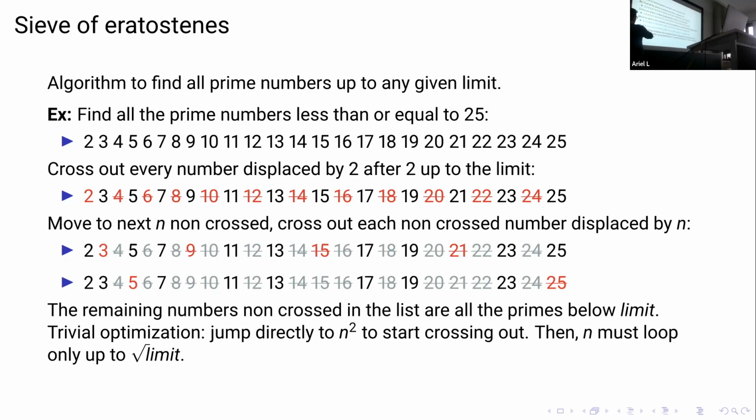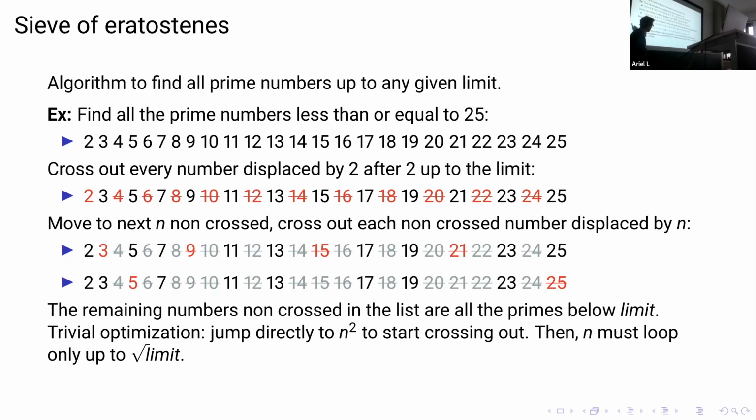We can see already that there's a trivial optimization we can do. After I move to a given step, it's not necessary to check all the displacements, for instance here multiples of 5 like 10, 15, 20, because they've been crossed out before, as they were multiples of the previous primes on my list.